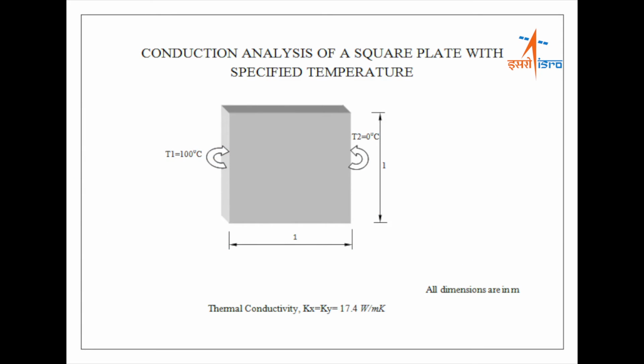This tutorial explains how to perform conduction analysis using PEACE software. The model used for analysis is a square plate of dimension 1 meter by 1 meter with specified temperature boundary conditions. The temperature boundary condition is defined as 100 degrees Celsius along the left edge and 0 degrees Celsius along the right edge. The thermal conductivity along x and y directions are 17.4 watts per meter Kelvin.